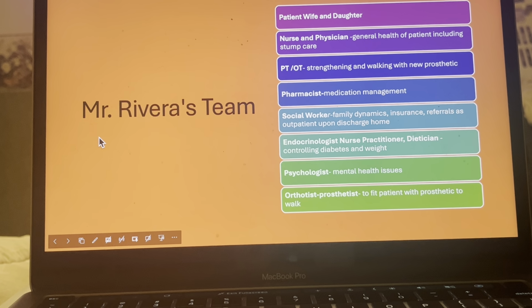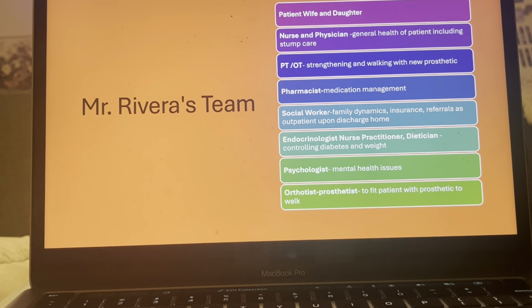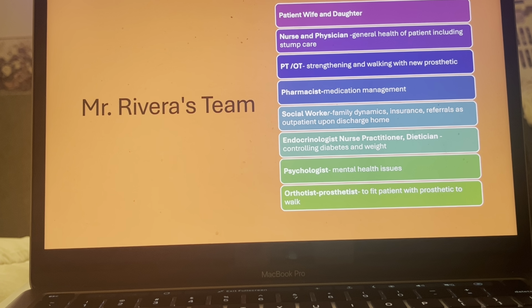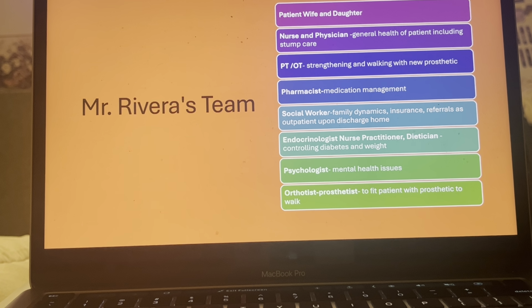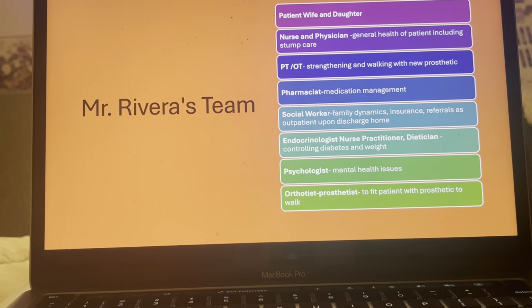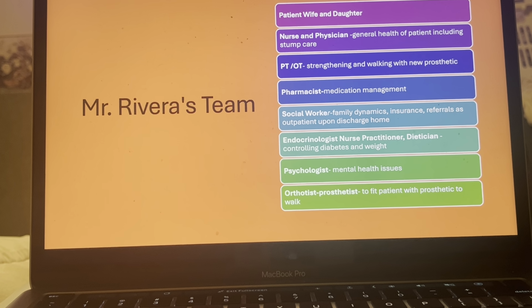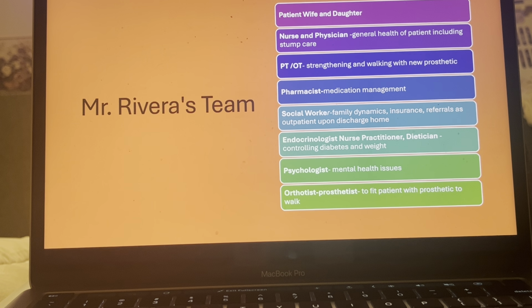On Mr. Rivera's team, which we've talked about before, is the patient, the wife, and the daughter. The nurse and physician are dealing with the general health of the patient, high blood pressure, stump care. Physical therapy and occupational therapy are there for strengthening, making sure he doesn't lose his other, bad leg, strengthening that, and when he's ready, getting him ready to walk with the new prosthetic.